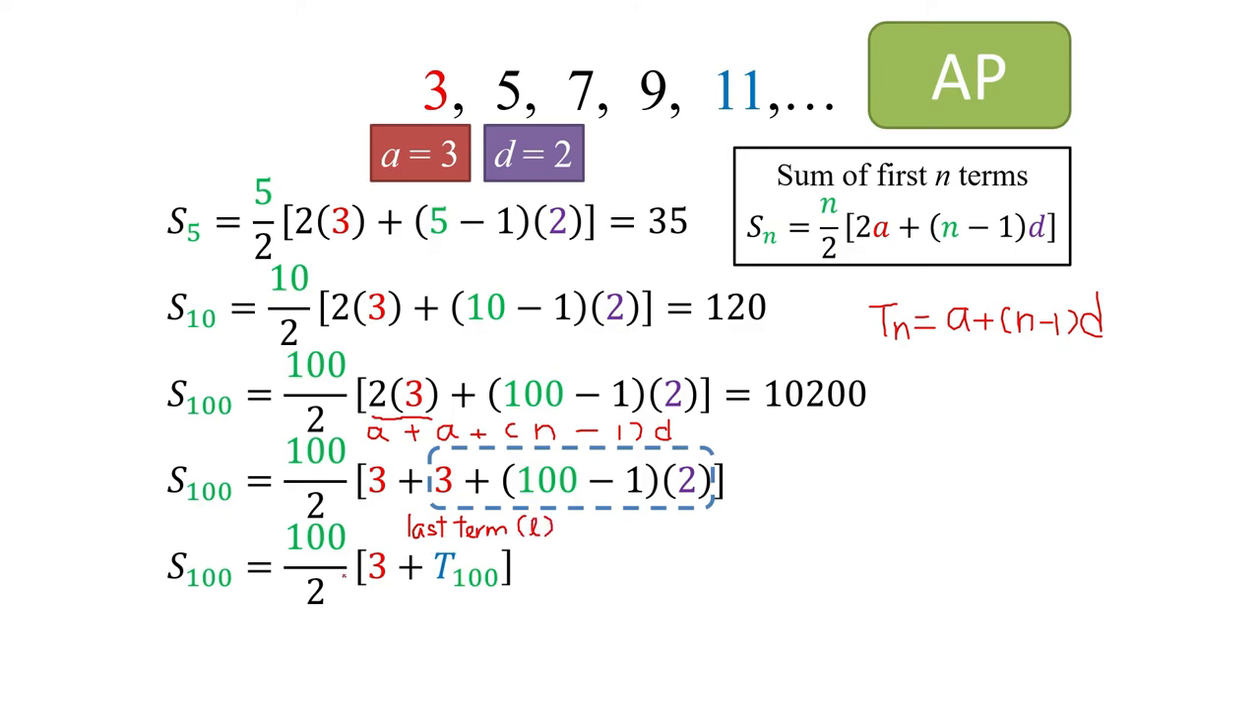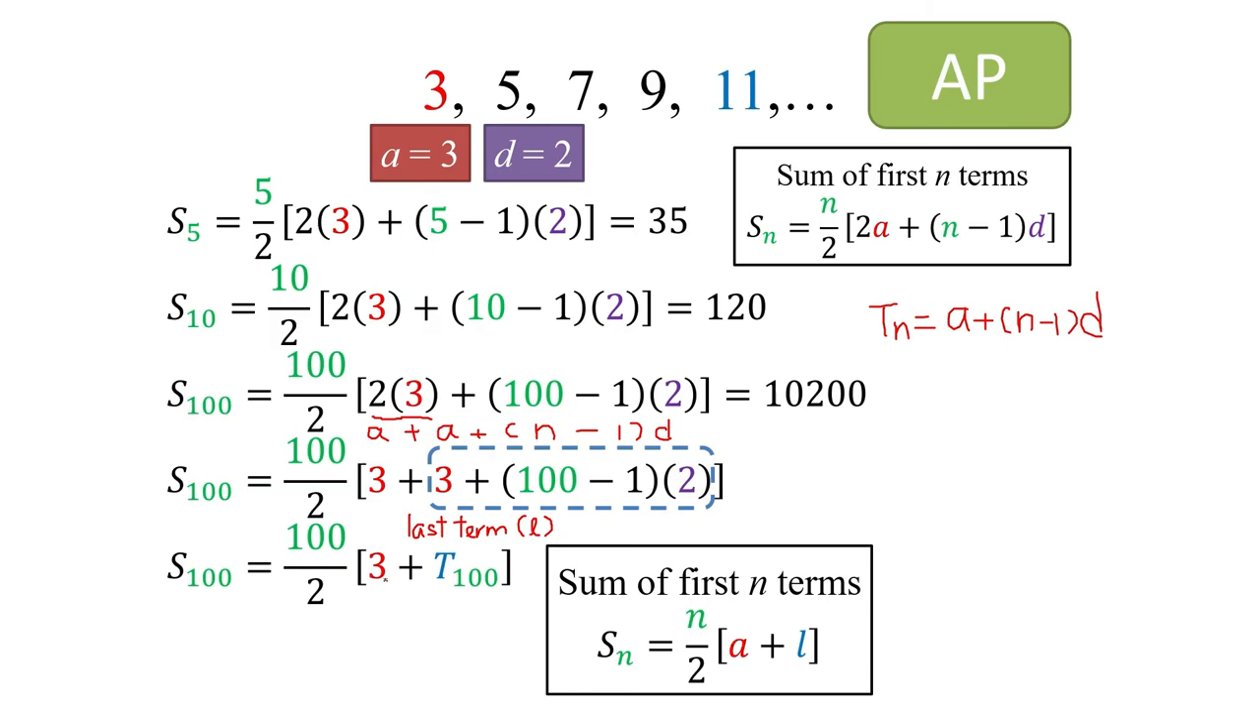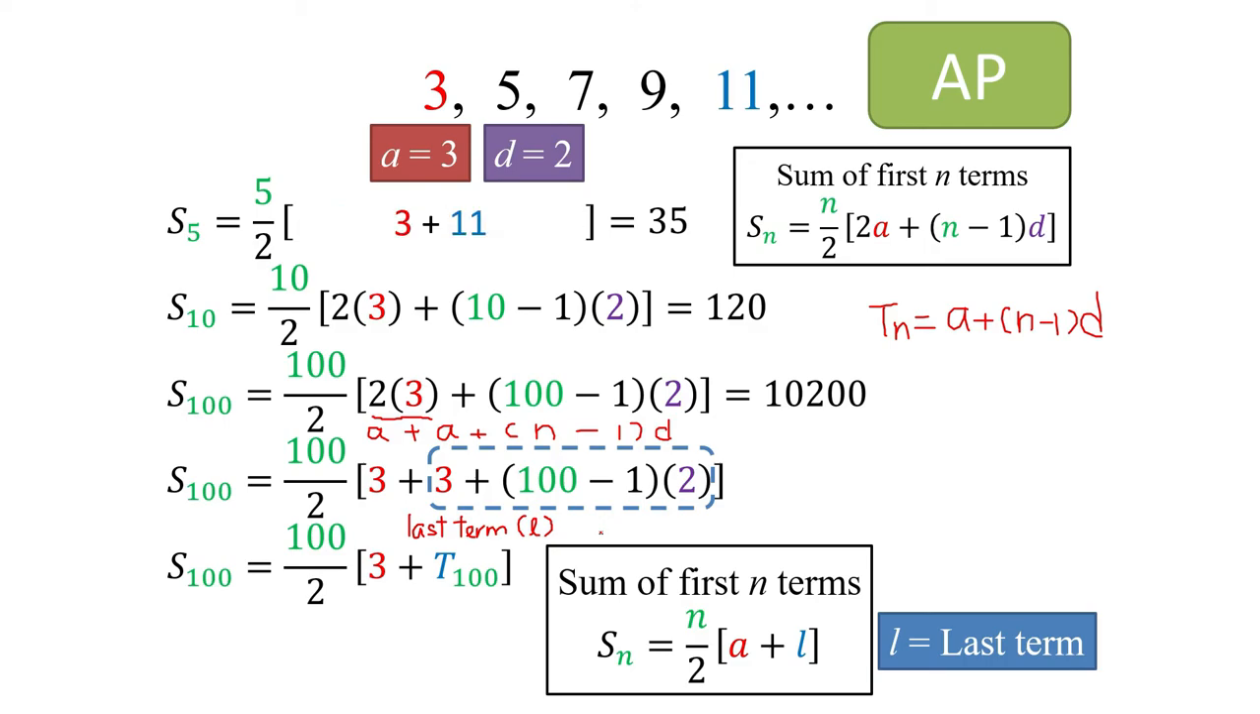With this, we get the second formula to find the sum of the first n term, which is Sn equals to n over 2 times a plus l, where the l is the last term. Okay, let us have a look at how to apply the second formula in the same question here. For example, the first one, S5. Now we know that our first term is 3 and our fifth term is 11. So we just have to write it as 3 plus 11. So let us count. 3 plus 11 is 14. 14 divided by 2 is 7. 7 times 5, 35. Correct?